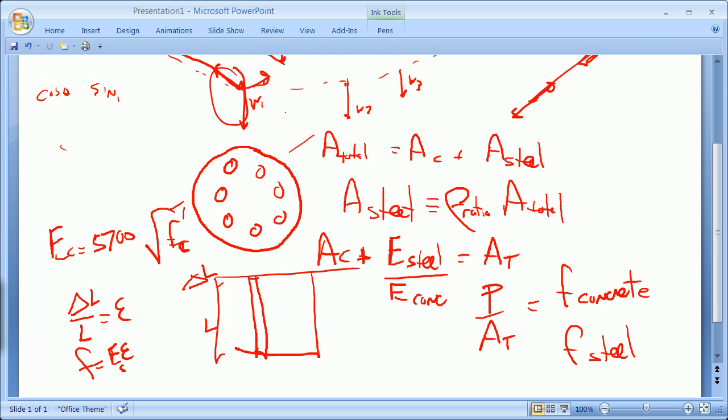And now there's not a problem set that does this next bit. I'm going to do it anyway.